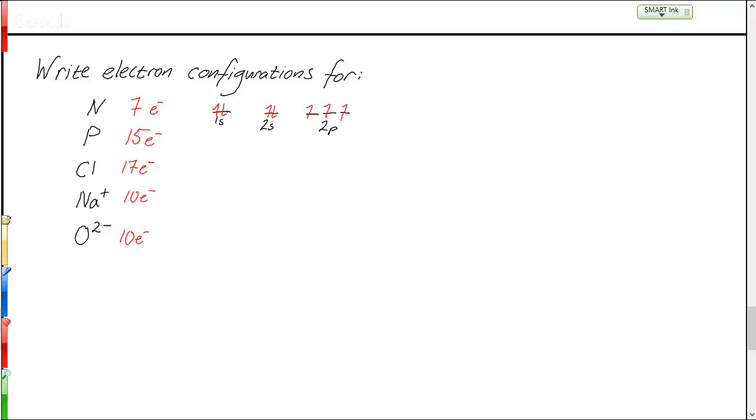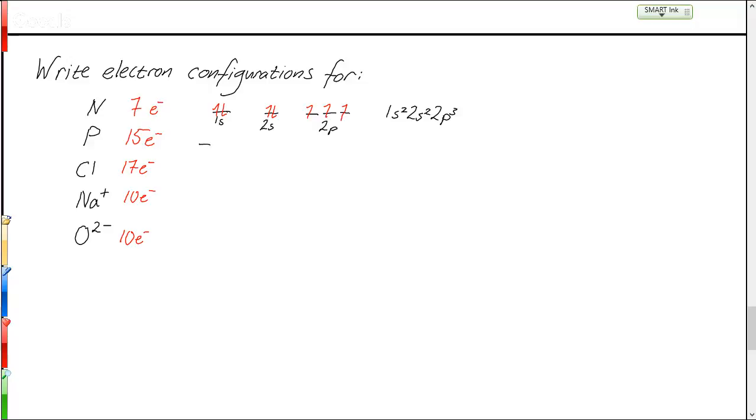We would write it as 1s2, 2s2, 2p3. The only problem with that written way is it doesn't explicitly say whether the electrons are paired or not. So you have to know some things about electrons and about orbitals to realize that those would be unpaired electrons. And there's some physical consequences of that we'll talk about in a little bit.